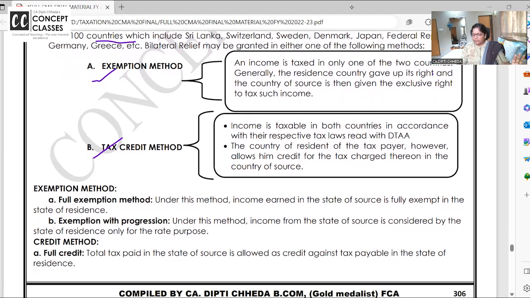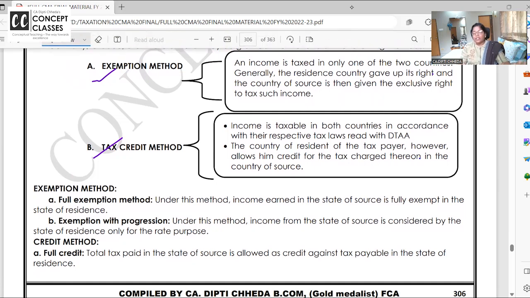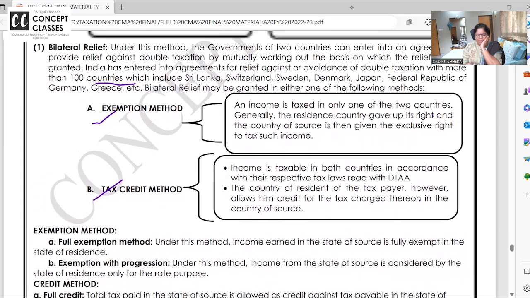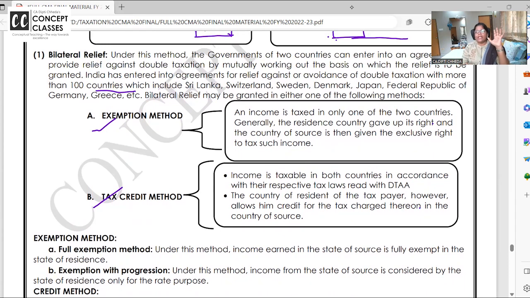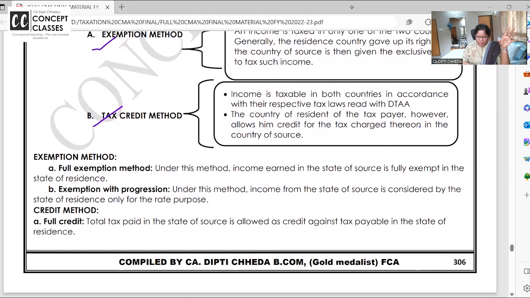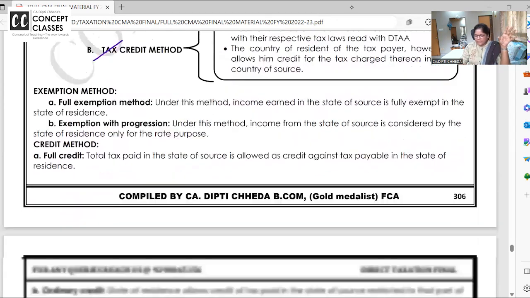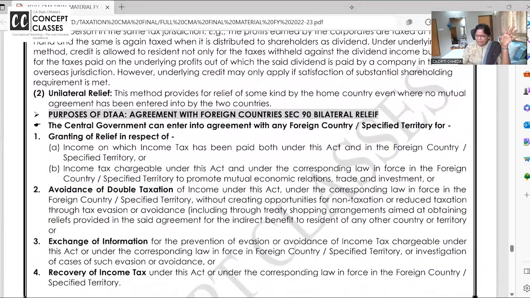Income is taxable in both the countries in accordance with their respective tax laws, read with DTAA. The country of residence of the taxpayer, however, allows him credit. So see, India income and Africa income, add it all, and on the whole we will tax in India. Then whatever tax you have paid in other countries, that much we will give relief. That is called the tax credit method. You do this in the exam only if they say there is a bilateral relief. Okay. Now under the exemption method, they have said full exemption and all. This is okay, we'll read it a little later.